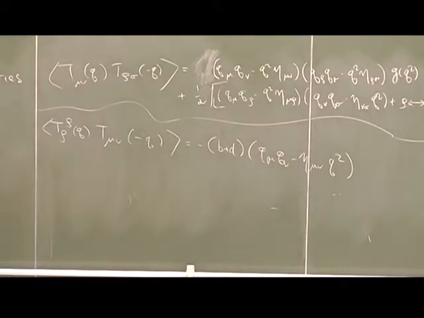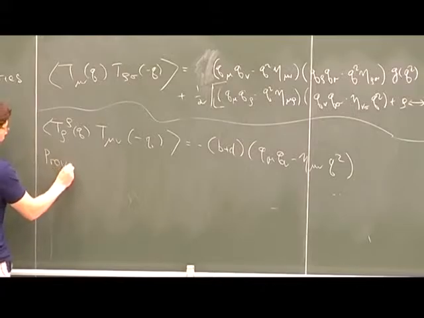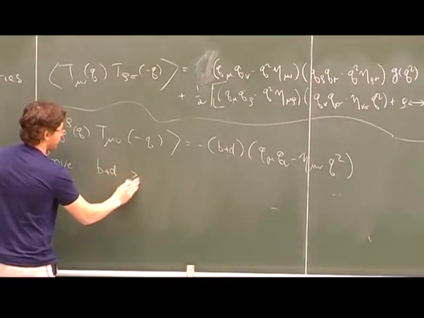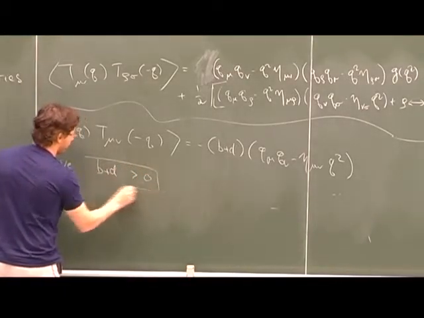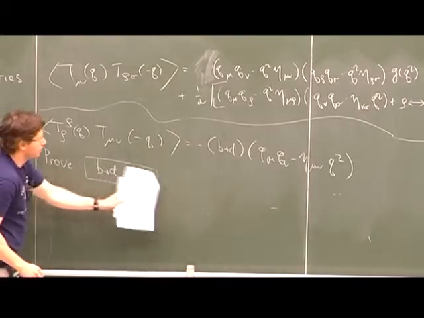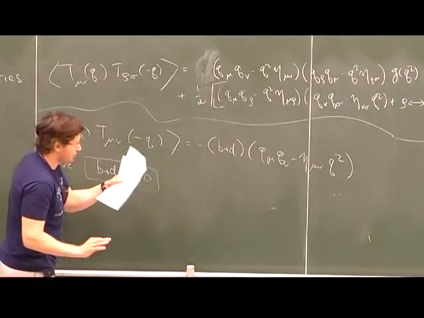Now, you can prove. So one can prove, this is one of the exercises in the notes. This is a quite elementary exercise that b plus d is bigger than zero in unitary theories. That's again using the Riesz-Lieder theorem, but in a different way. So this is a small thing that I want you to keep in mind, that b plus d is non-zero.